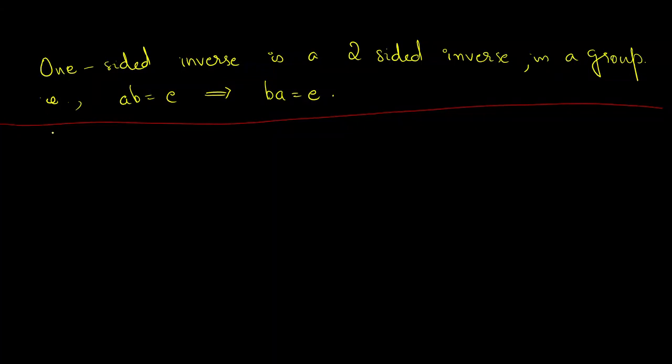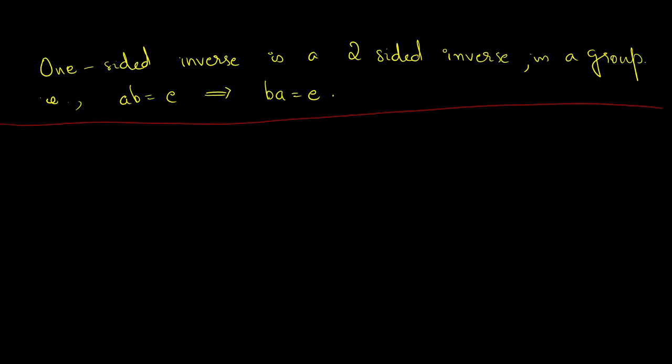Everyone. So in this question, we are asked to prove that a one-sided inverse is actually a two-sided inverse in a group. So first, let's understand what a one-sided inverse and a two-sided inverse is. So here in the definition of the group, what do we say?